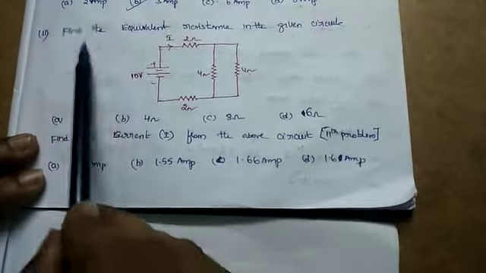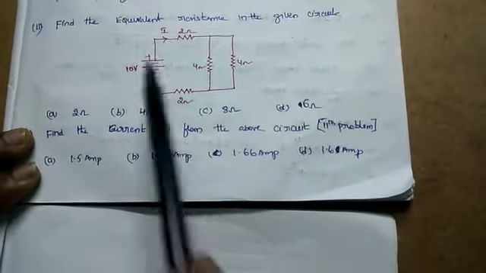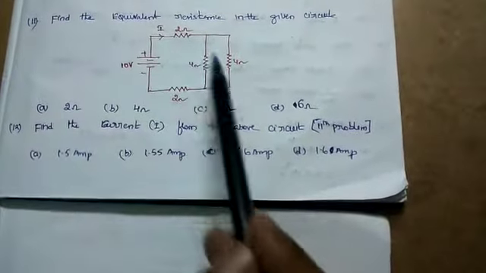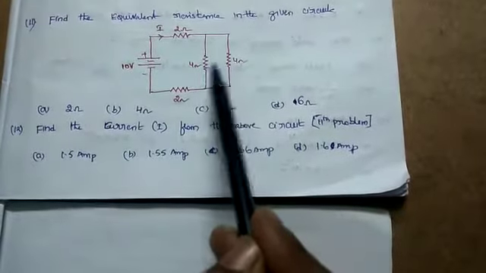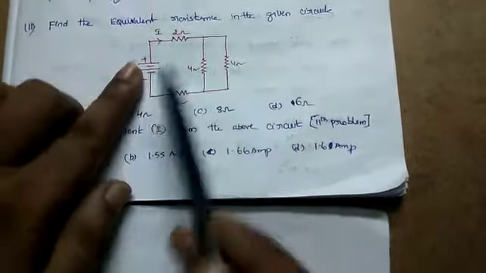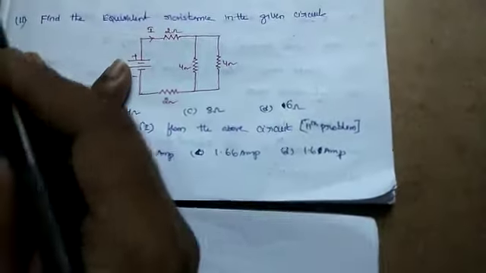See the 11th one. Find the equivalent resistance in the given circuit. So this is the circuit diagram. These two are in parallel. These two are in parallel. First of all, we need to get this one. So this is voltage. You can get from right side to left side. Right side to left side we have to calculate.